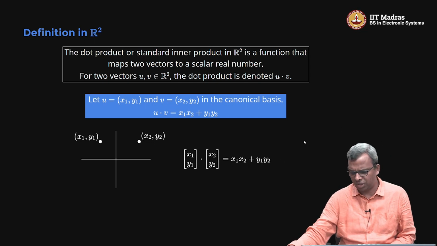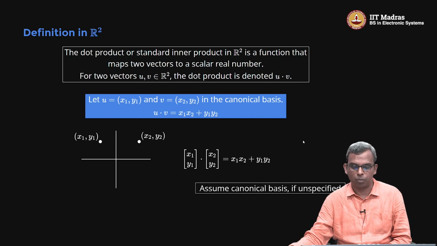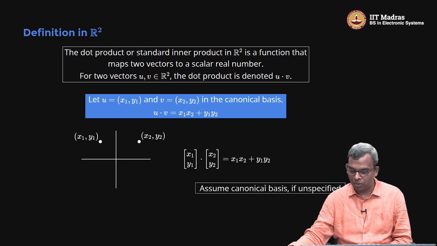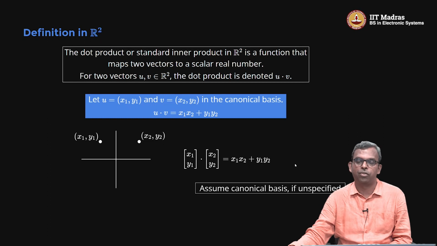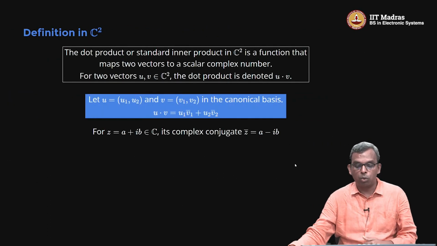Just rewriting this definition in multiple ways. Okay. So, yeah, you keep assuming the canonical basis if I do not specify it precisely. Okay, now we go to C2.